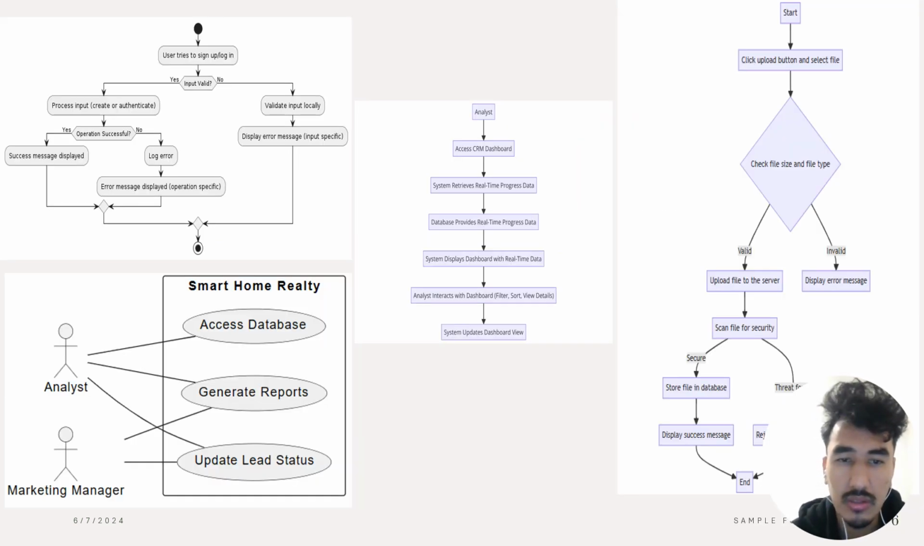Other figures I created were the activity diagram for the error handling during the sign in or login process, and a use case diagram for accessing data from a database by an analyst or any other marketing manager. The other was a flowchart to access the dashboard, and a flowchart for how the files can be uploaded in the system.